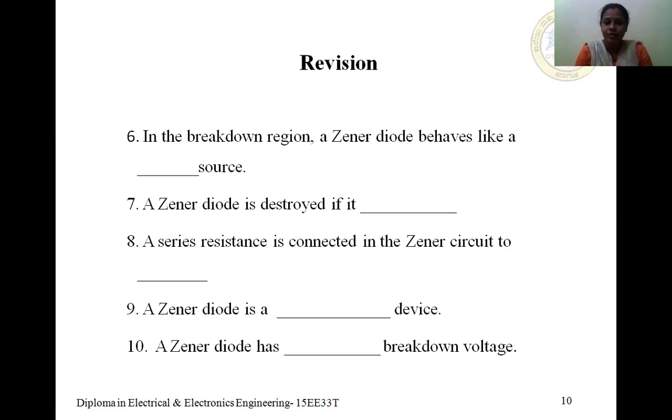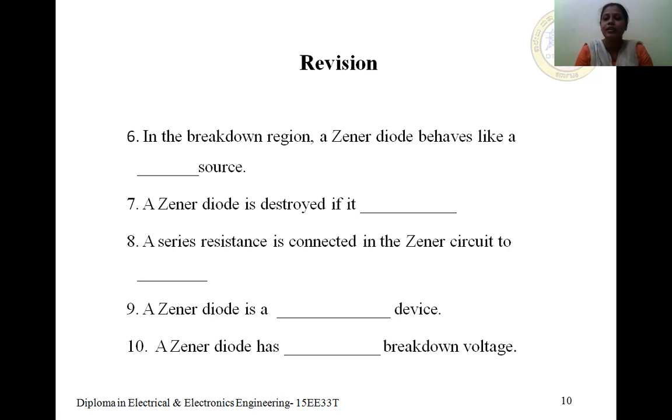Next, coming to the ninth question, a Zener diode is a dash device. As I said in the beginning, a Zener diode is a non-linear device. The answer for the ninth question is non-linear. Coming to the 10th question, a Zener diode has a dash breakdown voltage. A Zener diode has a sharp breakdown voltage. This we studied in the reverse biased condition. At the breakdown voltage, there is a sharp, sudden increase in the current, so we call that a sharp breakdown voltage. The answer for the 10th question is sharp.